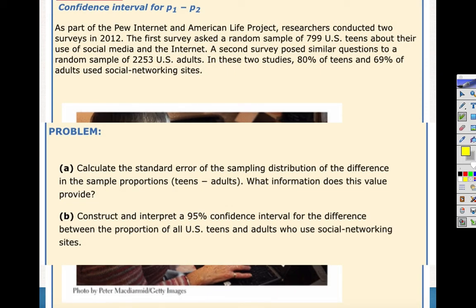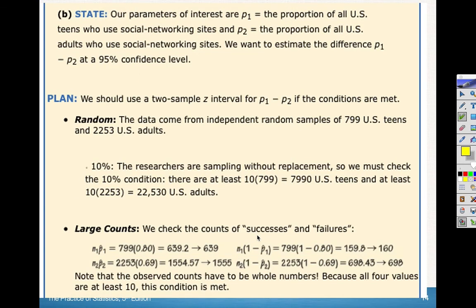Question 2. Construct and interpret a 95% confidence interval for the difference between the proportion of US teens and adults. Well, this slide, we need kind of all of it. There's nothing that's excess on this slide, unfortunately. So take a look at exactly how you would state and plan for one of these. State. If you're going to use variables, you always identify them. Our parameter of interest, P1, the proportion of all US teens who use social networking. P2, the proportion of all US adults who use social networking. We want to estimate the difference, P1 minus P2, at 95% confidence.